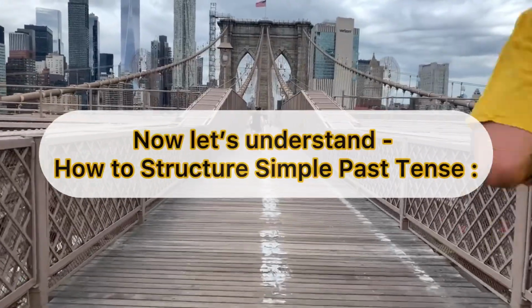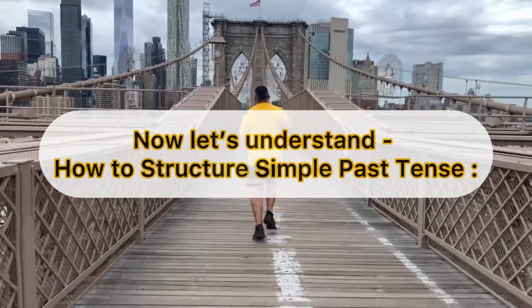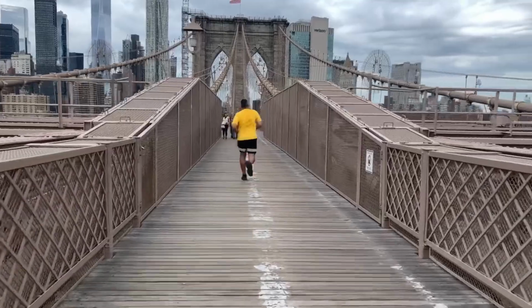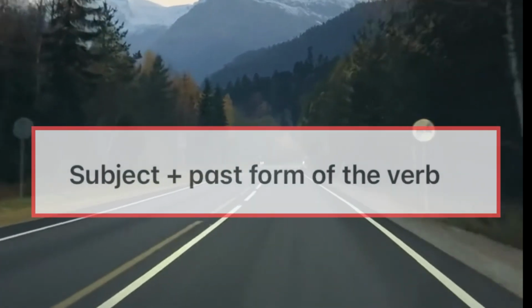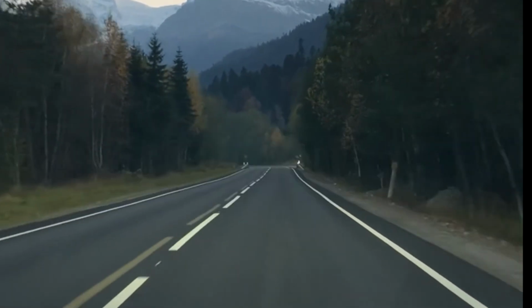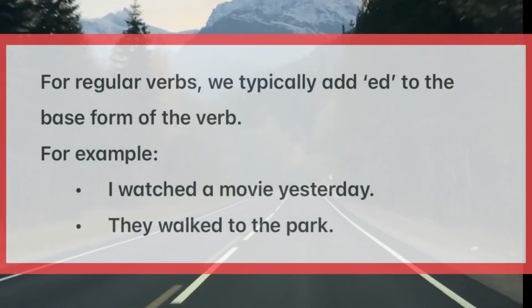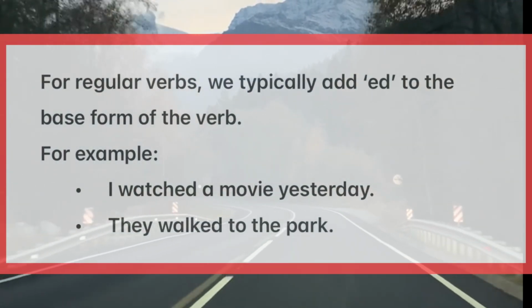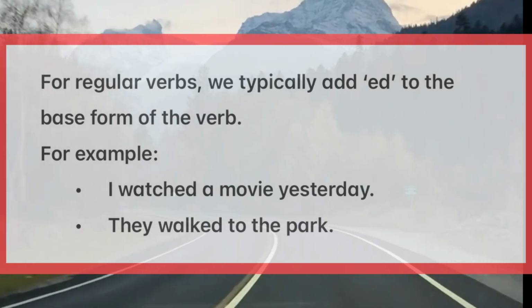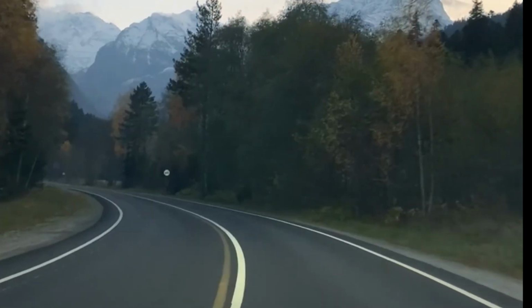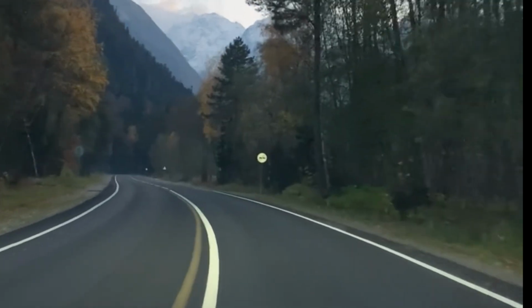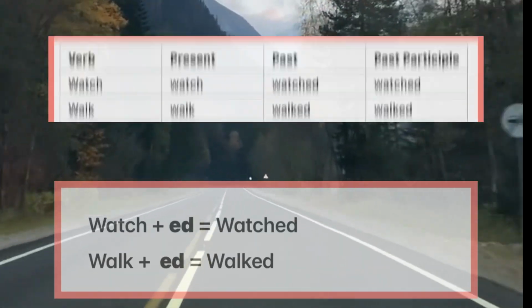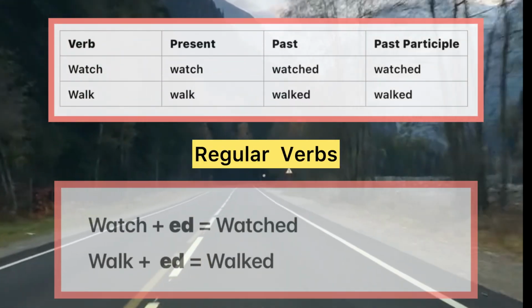Now let's understand how to structure simple past tense. Its formula is simple. All you need is subject plus past form of the verb. For regular verbs, we typically add ed to the base form of the verb. For example, I watched a movie yesterday. They walked to the park. Did you notice that we just added ed to the verb watch, and it became watched? In the same way, walk became walked.